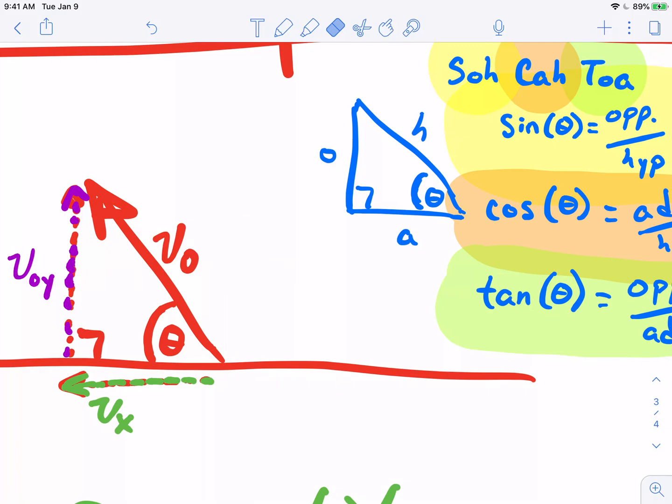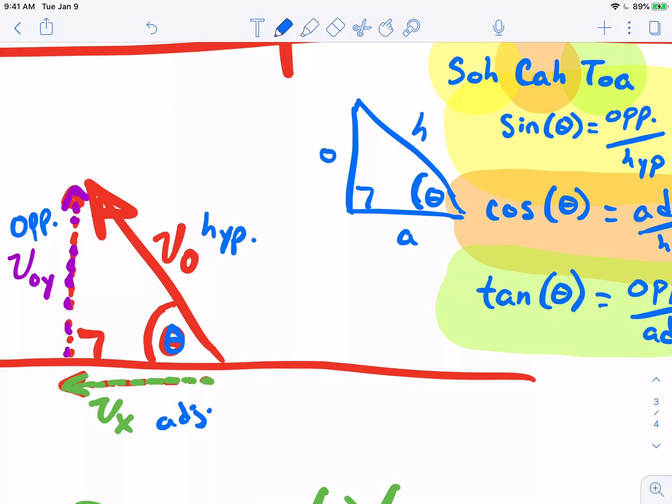So now they look kind of the same. And so V sub O Y is our opposite side. V sub O is our hypotenuse. Here's our hypotenuse, here's our opposite side, here's our theta, here's our adjacent side. Okay, so we have that in our head.